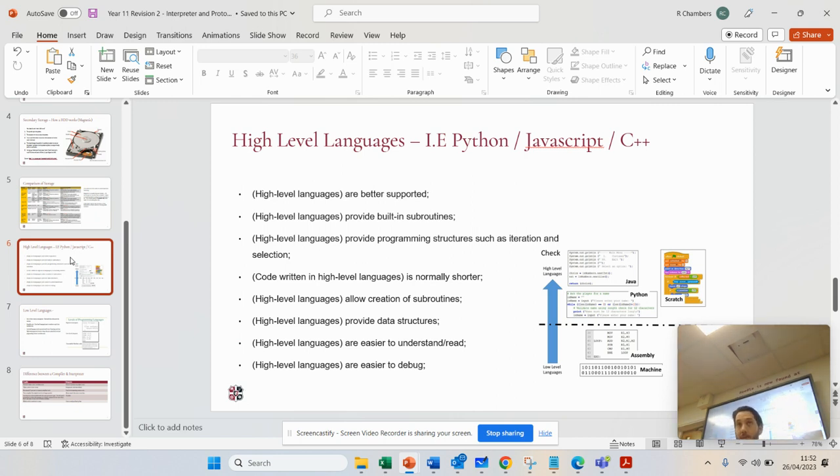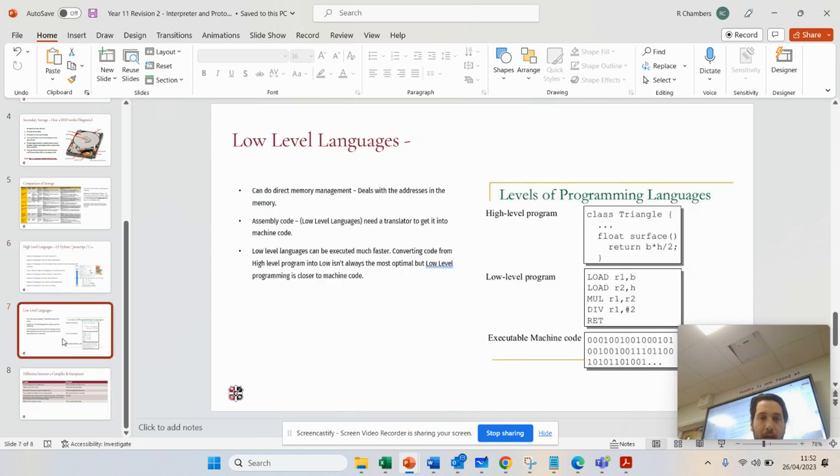Code written in high-level programming language, believe it or not, is usually shorter. When I write one line of Python, believe it or not, that might be 10 lines of assembly. Because of the way assembly code runs, and I'm just going to show you the example again in a minute, to do one instruction like adding numbers together, let's say multiplying, you might have to do shifts, binary shifts, and so on. Whereas it's one line of code in Python. So just be aware. You can create subroutines, it gives you data structures. It's easier to understand and read, and you'll see in a minute what I mean by that. And it's also easier to debug.